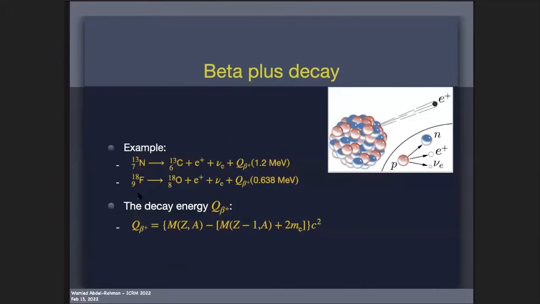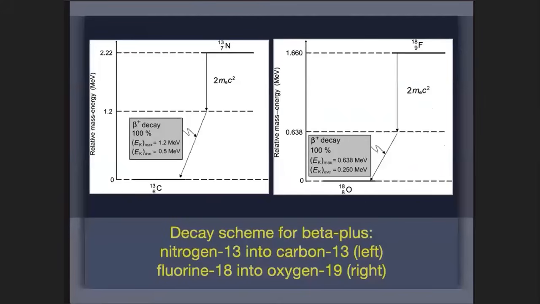These are very important radionuclides that are used in nuclear medicine, fluorine-18 especially, that's FDG, which is basically transformed into oxygen-18, and we get the positron and neutrino. These are the decay schemes for the fluorine and for nitrogen.